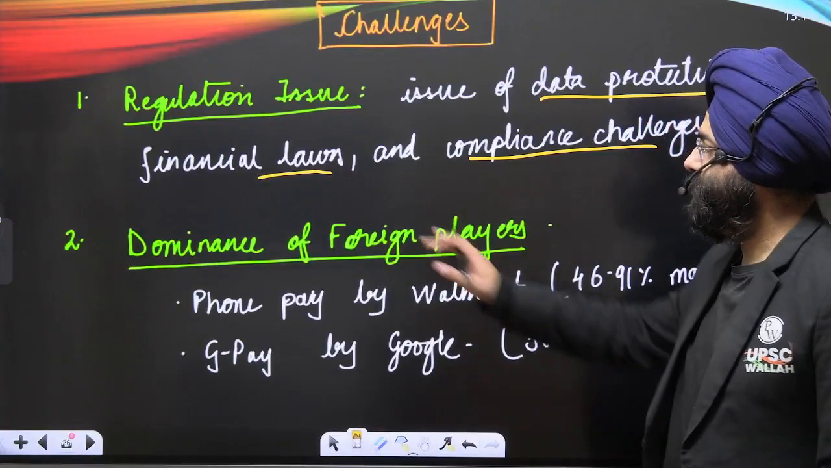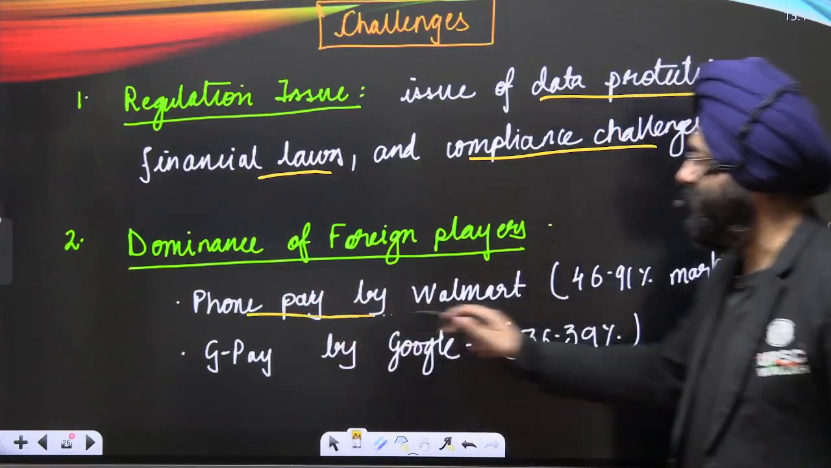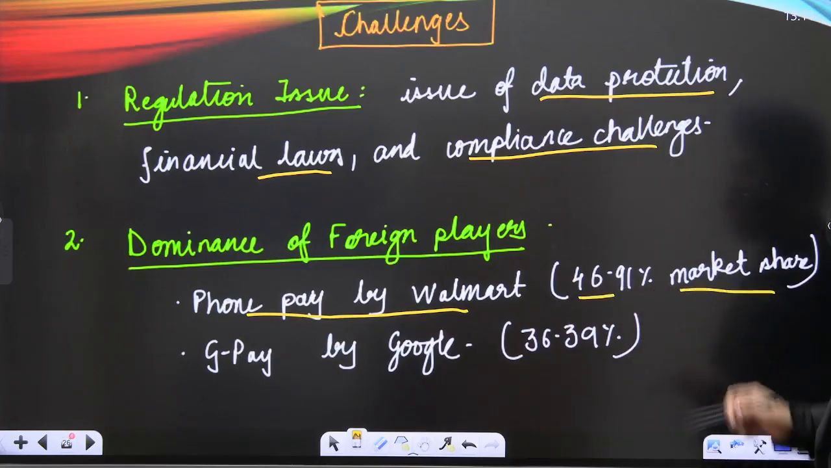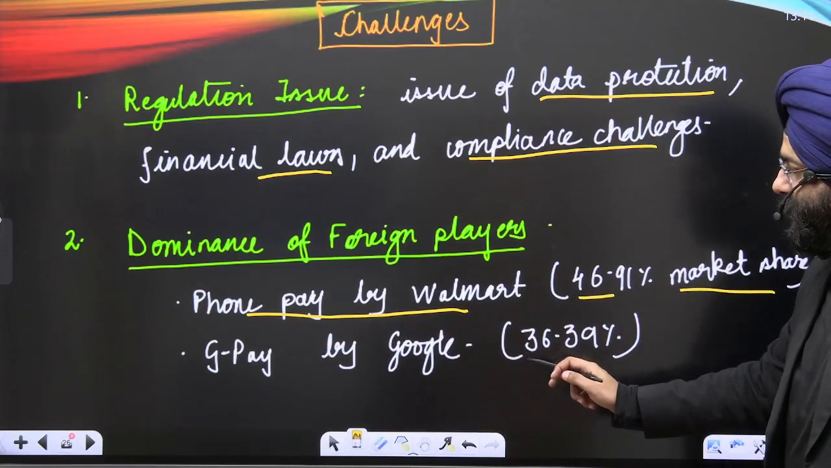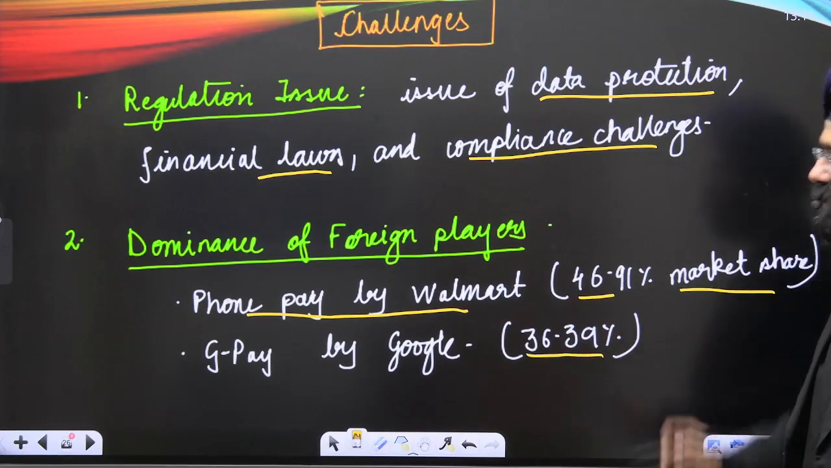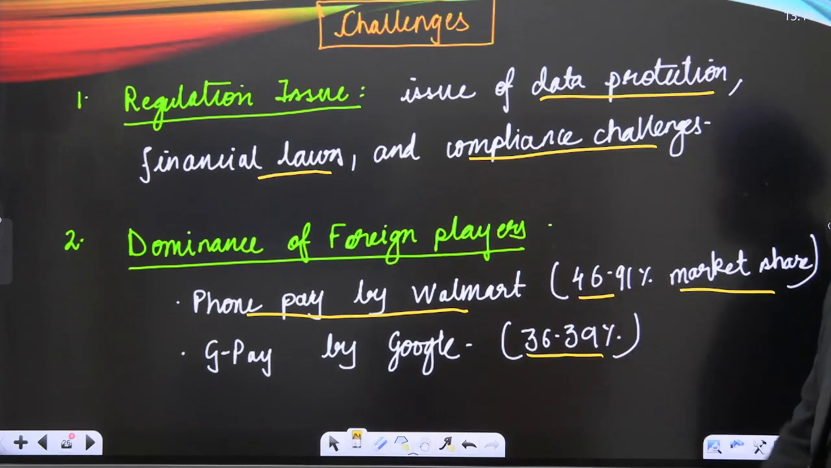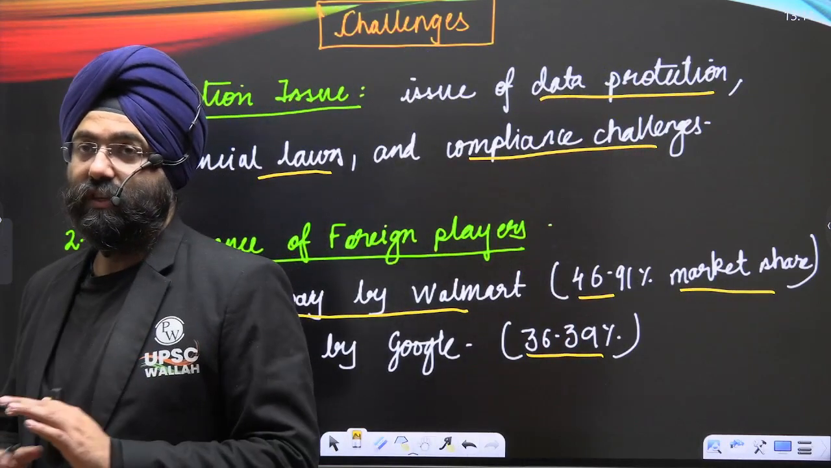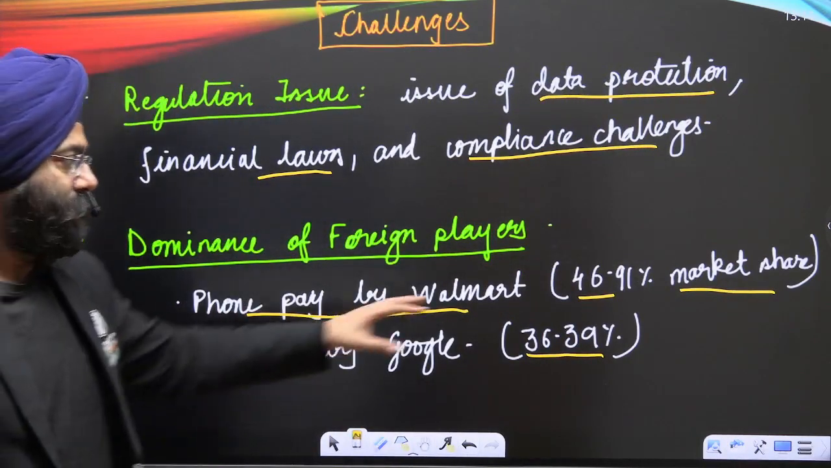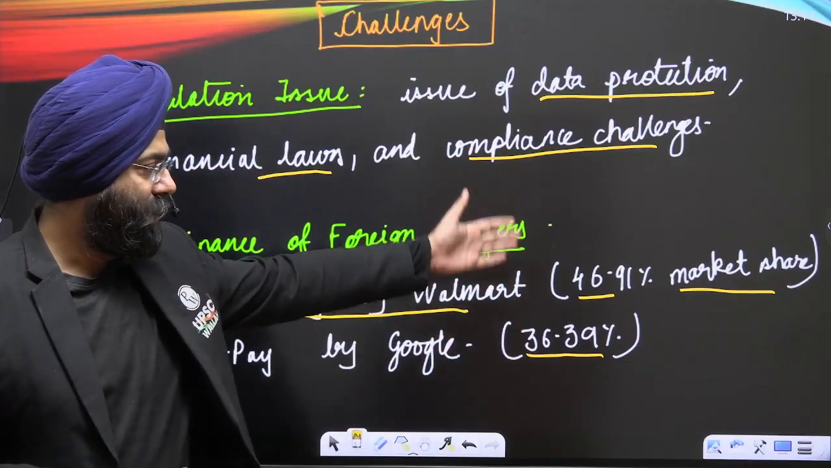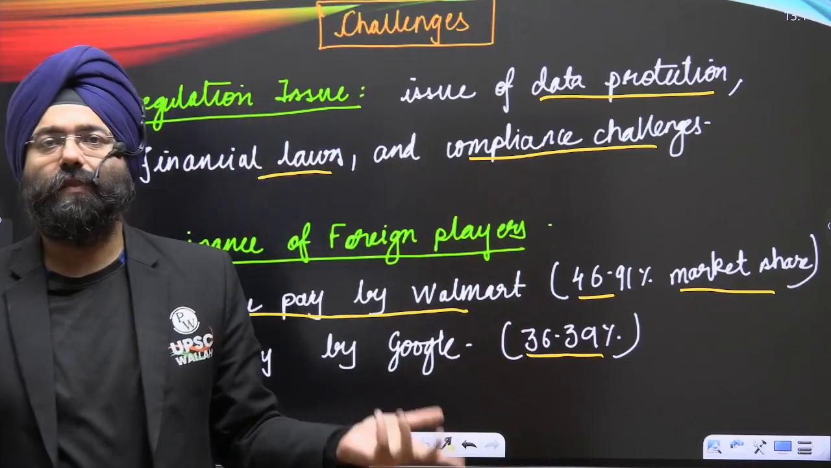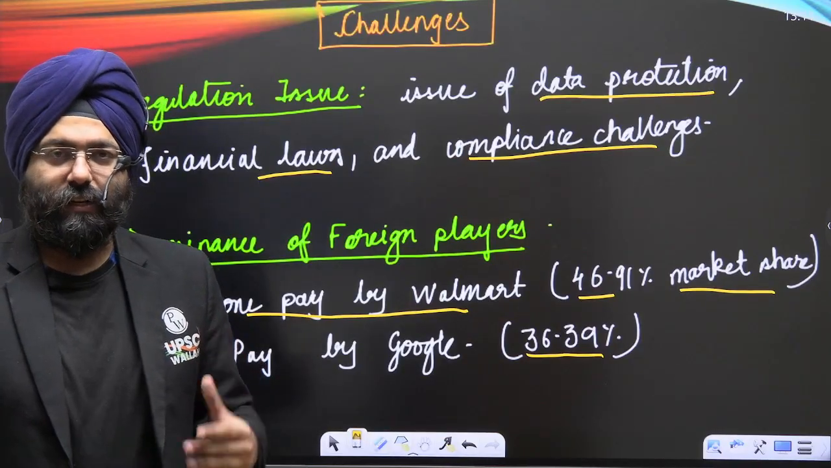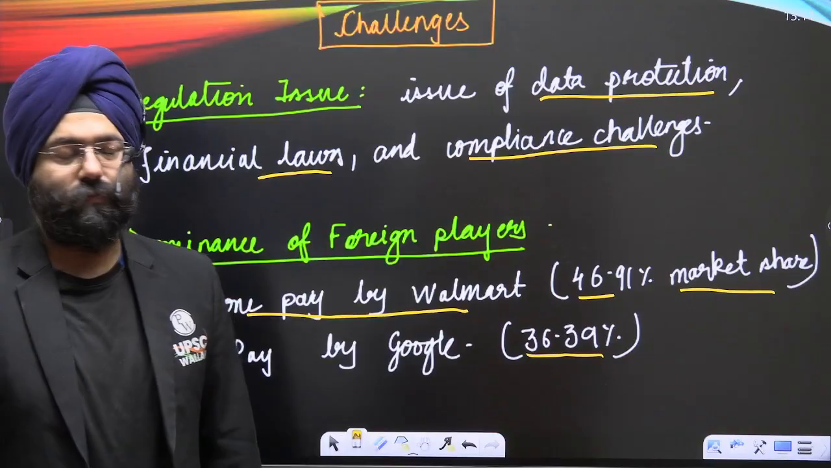Next, dominance of foreign players. You see PhonePe by Walmart has 46.9% of the market share, and Google Pay by Google has 36.39%. Can you imagine the major share? This is the share with respect to the UPI transactions being done. 46.9 and 36, close to, let us say, 50 and 40, so 90% are being done by them. So you can just imagine the dependence of Indians on other players which are foreign in nature.